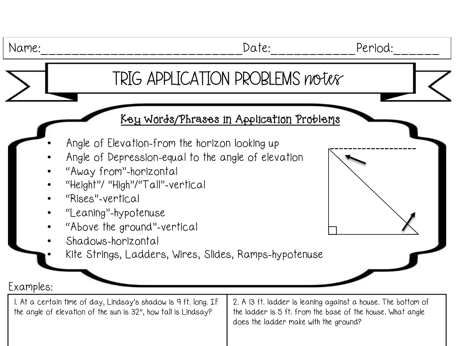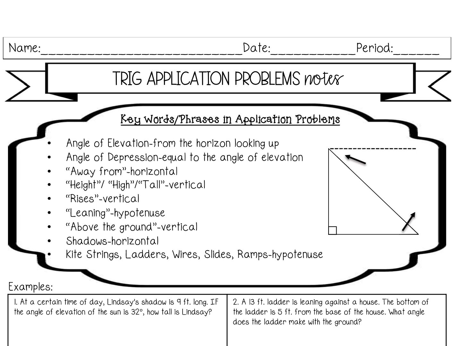So the last thing we're going to talk about in right triangles is application of trig ratios. So this means word problems. There are some key words or phrases in application problems that are going to help you figure out where your angle goes and what side of the right triangle you're solving for, so you know which trig ratio to use.